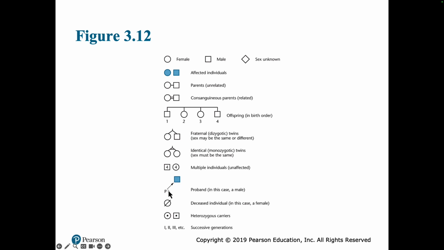The proband, if identified, will look like this. An individual who is deceased will sometimes have a line through them, whether or not they were affected. So this is actually an unaffected female who has been deceased. Individuals that are known to be carriers of a trait but do not express the trait will have a dot because they're heterozygous carriers, and then each generation is labeled with a Roman numeral.